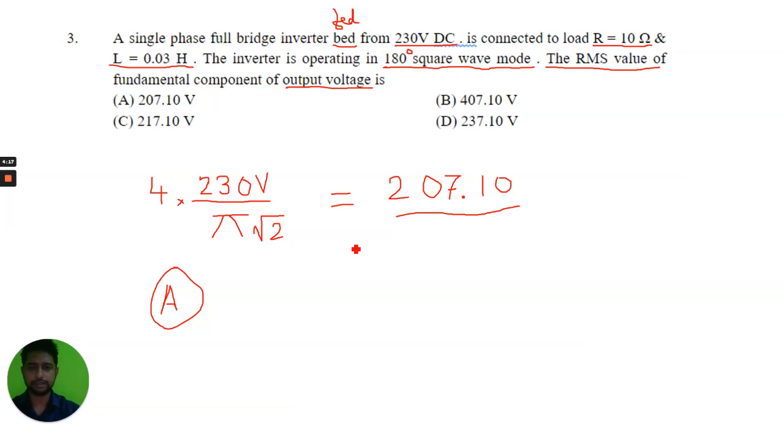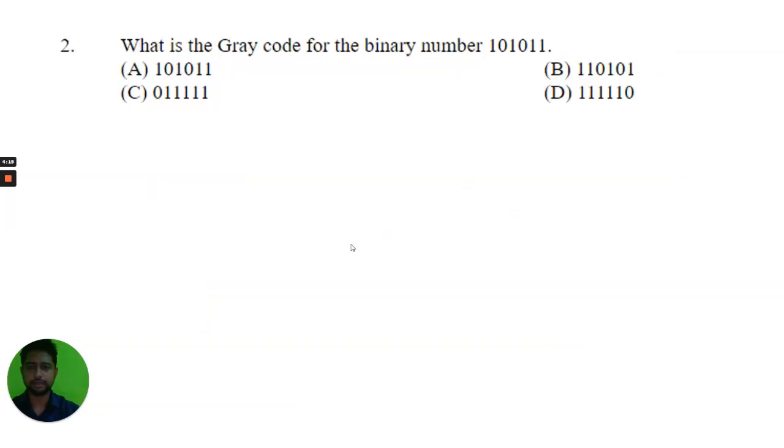Now let us go to the second question. Here what is the question? The question is, what is the gray code for the binary number 101011? So how do we calculate the gray code? First of all we should know that for finding out the gray code we need XOR gates. So we have to XOR the binary number in order to find out the gray code.